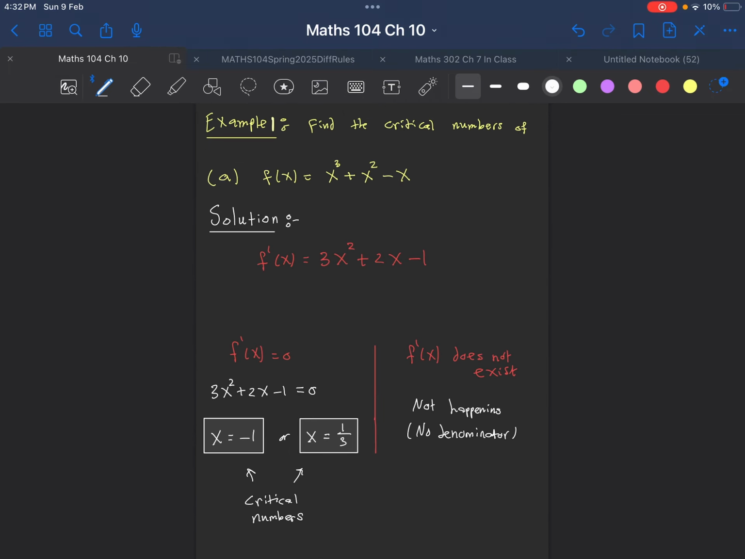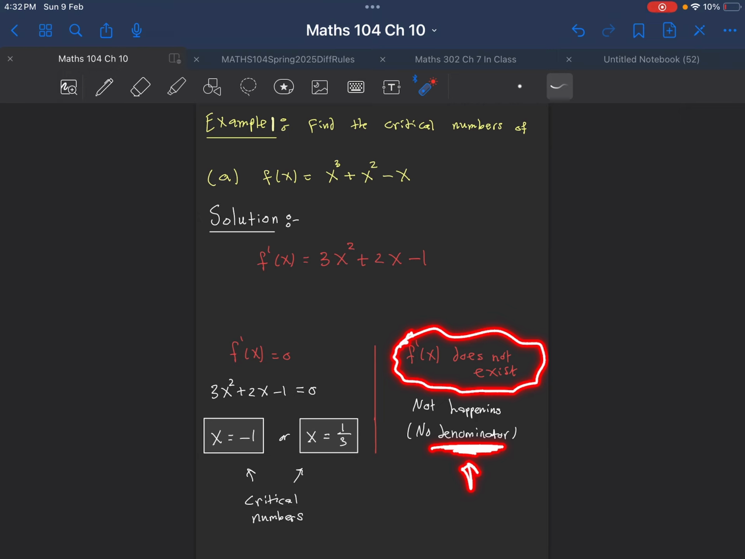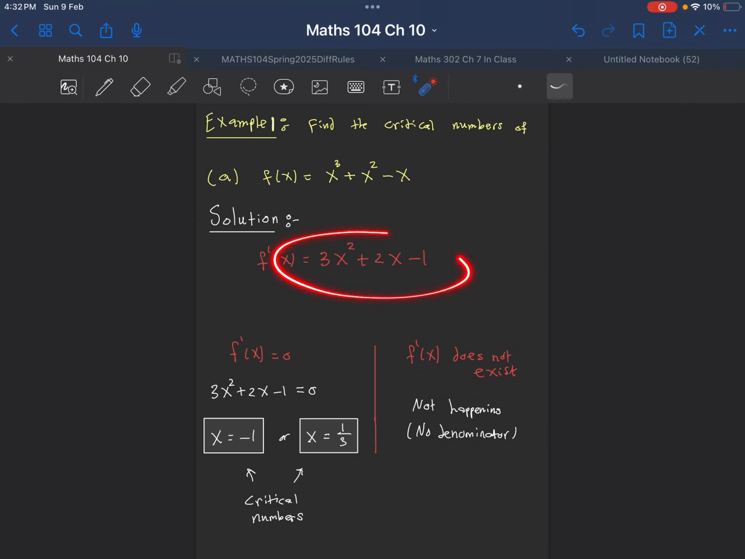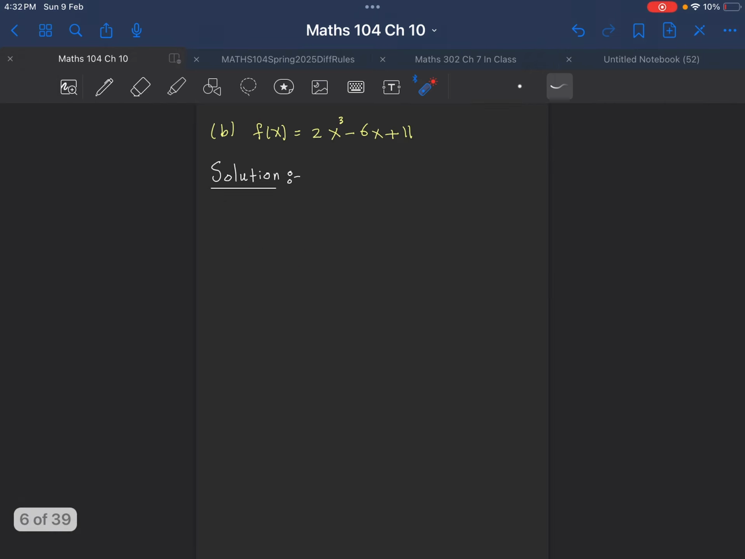Again, just a recap of what we did. We need to find the critical numbers, and there are two cases: either the derivative equals 0 or the derivative does not exist, which means we have a problem somewhere in the function, for example a denominator, which we don't have in this function. So we just focus on making the derivative equal to 0, and then we solve it using factoring, the quadratic formula, or the calculator.